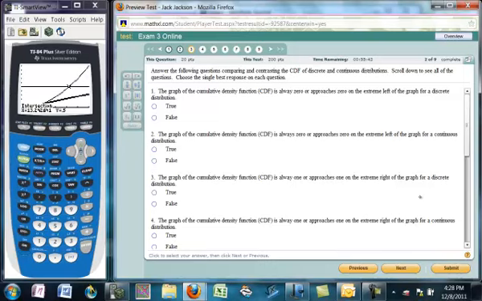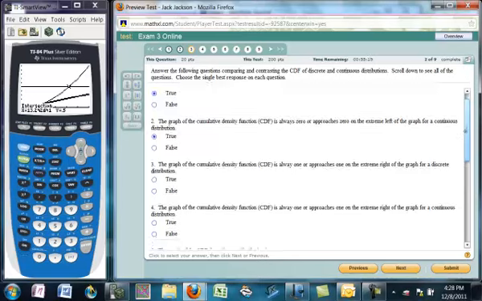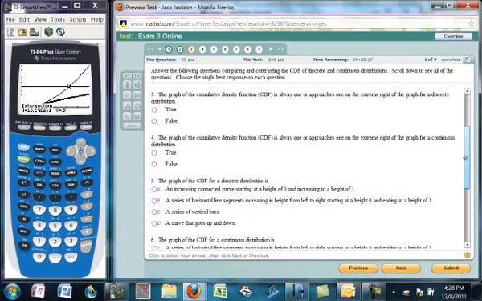Alright, now we've got some concept questions. Answer the following questions comparing and contrasting the CDF of discrete and continuous distributions. The graph of the cumulative distribution function, or CDF, is always 0 or approaches 0 on the extreme left. That's true for both discrete and continuous. It is always 1 or approaches 1 on the extreme right. That's true here as well as here.